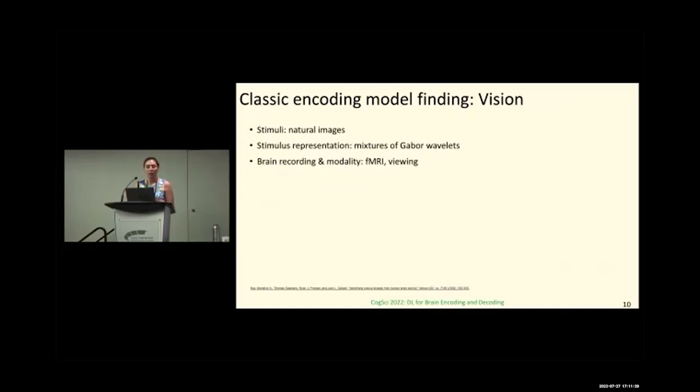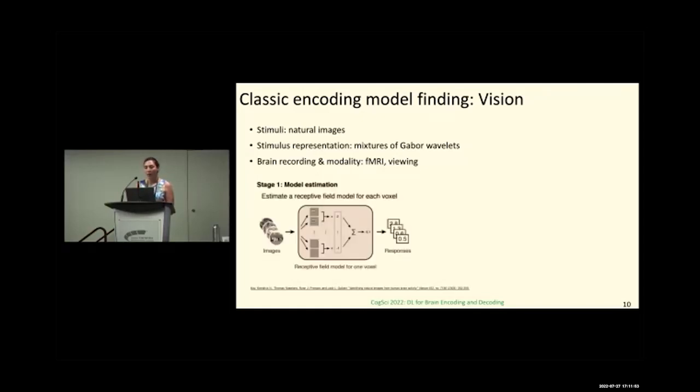Now the second work, by Kendrick Kay and colleagues, is in vision. This is a very classic work, and Manish also discussed that briefly. Here the authors presented natural images to people in fMRI who were passively viewing these images. The representation that the authors chose was a mixture of Gabor wavelets, because a Gabor wavelet pyramid has long been regarded as the standard model for how the primary visual cortex, or V1, represents shape. So these authors chose this Gabor wavelet representation as a hypothesis for how V1 is representing these images.